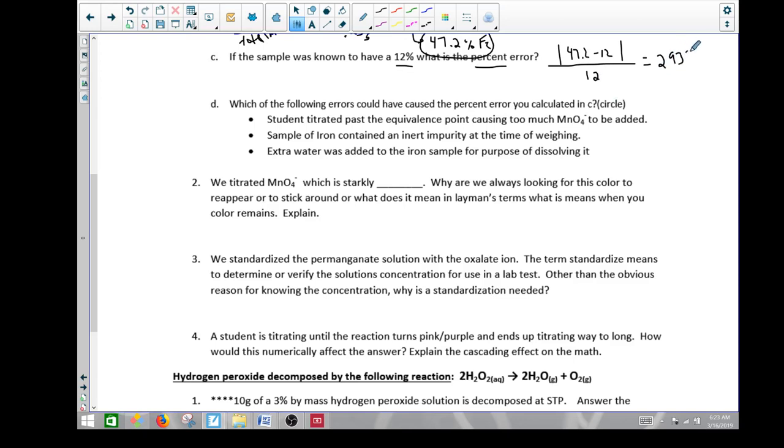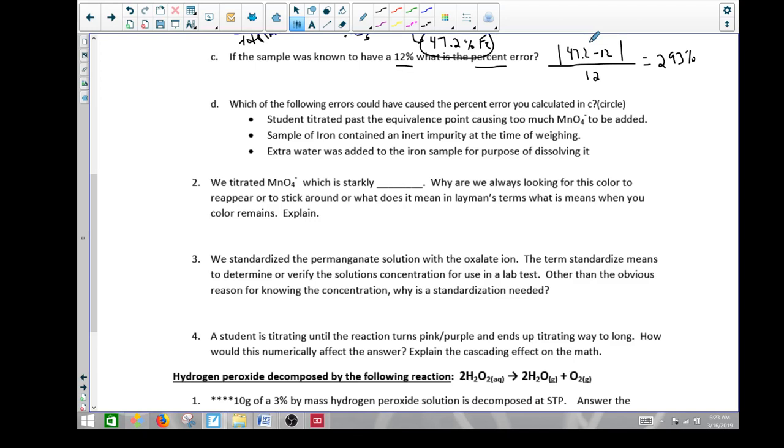2.9 times 100 equals 293% error. So keep in mind that if we had a difference of 12 units, then we'd have 100% error. 24 units difference, we'd have a 200% error. And so we're getting awfully close to 300% error. Which of the following errors would cause the percent error you calculated? Okay, so this is pretty common. Now we have a large percent error.